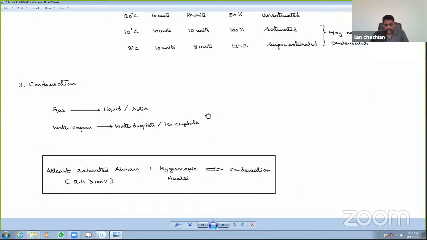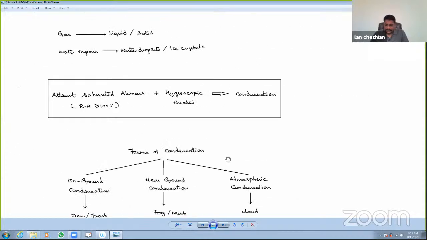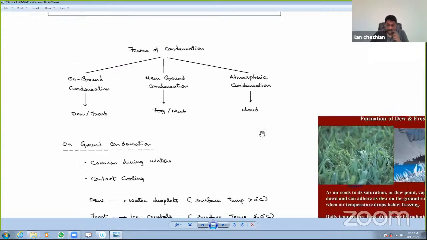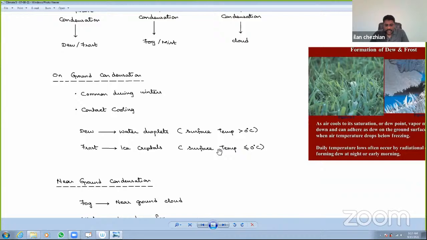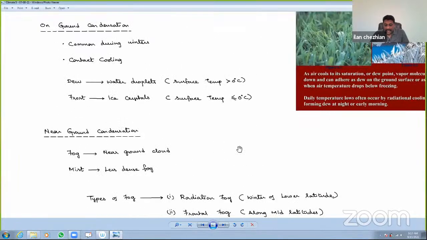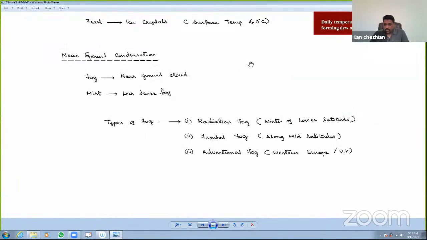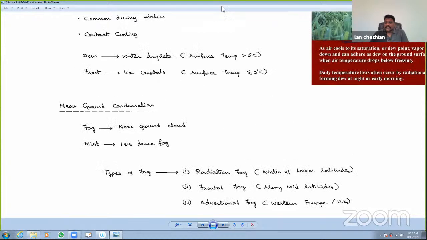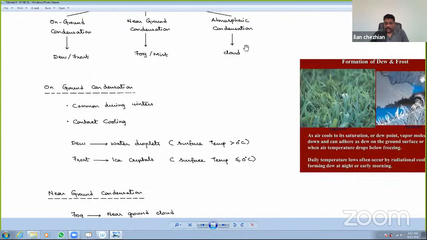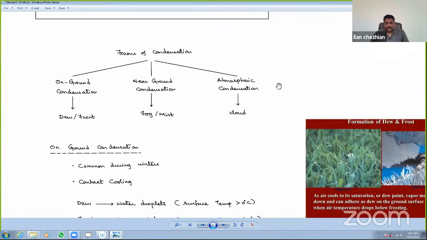We also understood what exactly is condensation. Having said that, I also talked about the different forms of condensation. We talked about on-ground condensation, and near-ground condensation. Only thing is that today we have to talk about atmospheric condensation. So we'll continue from where exactly we have left.